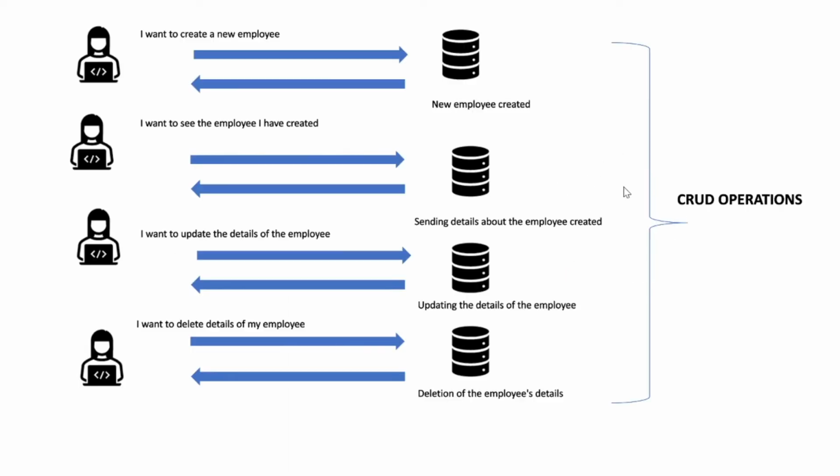For example, let's imagine that you are using an API from Postman to get access to an employee database. You might want, in the first case, to create a new employee in the database. You will want to send a create request to the server, and then the server, after receiving your request, will create in the database a new employee and send you a response back that everything went fine, the employee has been created.